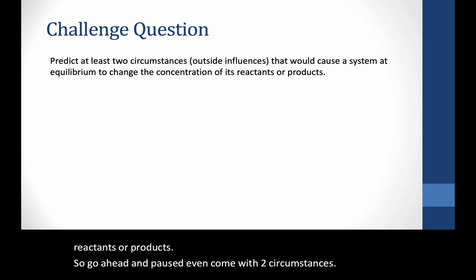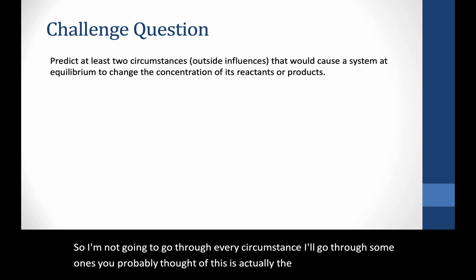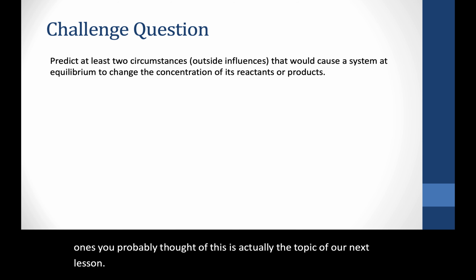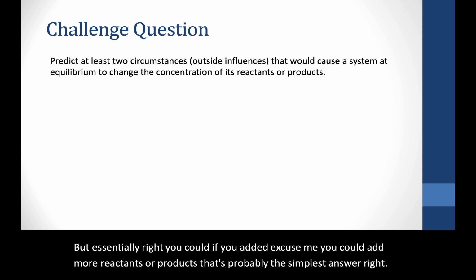So I'm not going to go through every circumstance. I'll go through some ones you probably thought of. This is actually the topic of our next lesson. But essentially, you could add more reactants or products. That's probably the simplest answer, right? If I put more reactants in, the reaction's no longer at equilibrium, right? It's going to make more products. If I put more products in, it's going to go reverse and make more reactants.